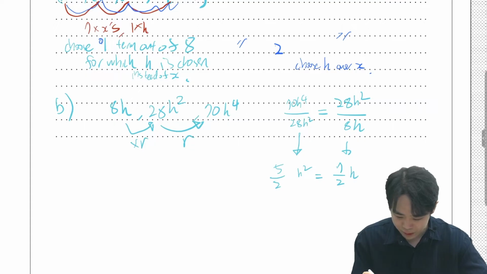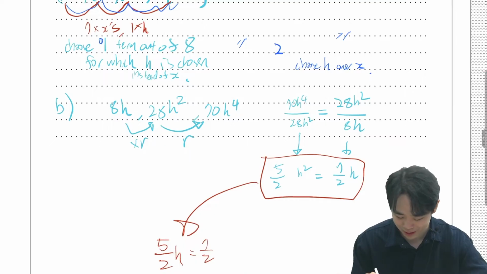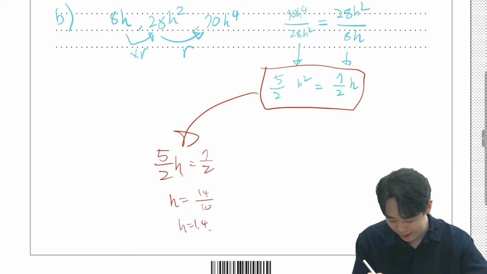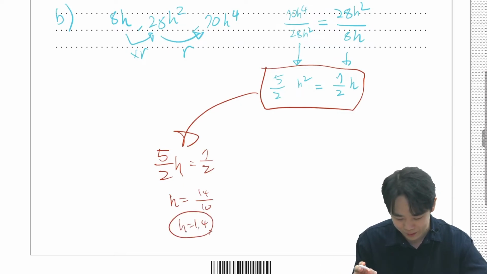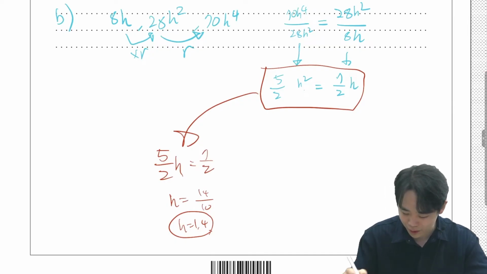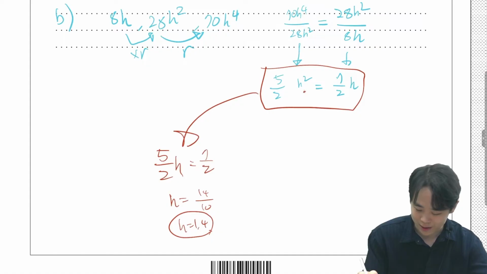So if you want to solve for these, right? Here's a wrong way to go about this. If you just do 5 over 2h is 7 over 2, because you can just divide by h, and then h is 14 over 10 and h is 1.4, right? That's correct, but you kind of missed out on one solution. So the thing here is we divided out the h, so we just lost information here, right?